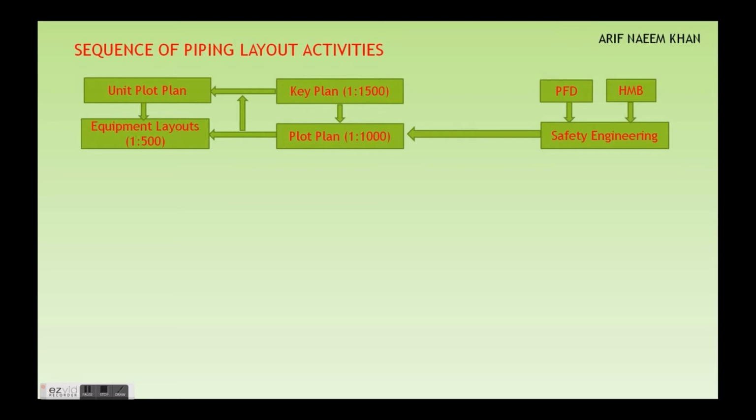From the equipment layout, this sequence is the 2D drawing sequence, starting from plot plan to unit plot plan and equipment layout, and then piping GADs. The scale is 1:500 for the equipment layout, 1:250 for piping general arrangement drawings, and 1:50 is the scale for the piping layout.